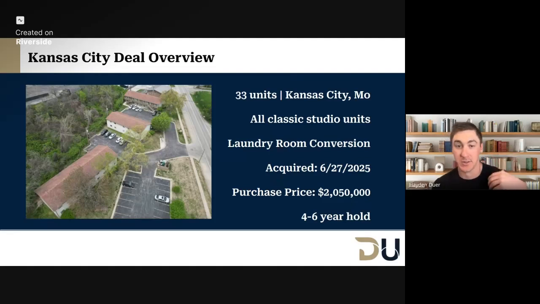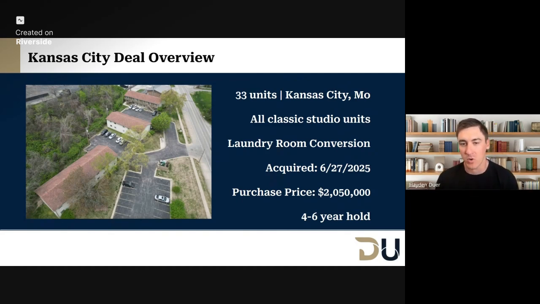We purchased it as a 33 unit, and we've been able to add the laundry room. That's part of the business plan as well. So adding more income, figuring out ways to add more income. And this had a great opportunity.